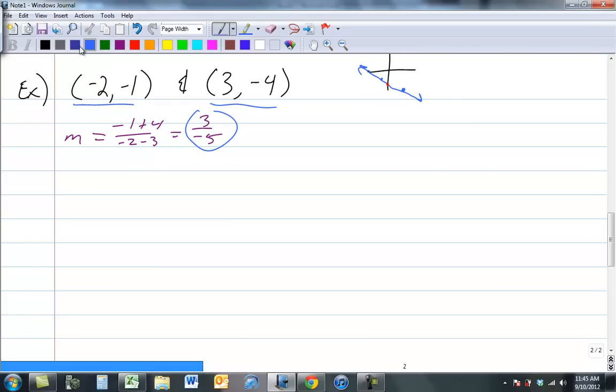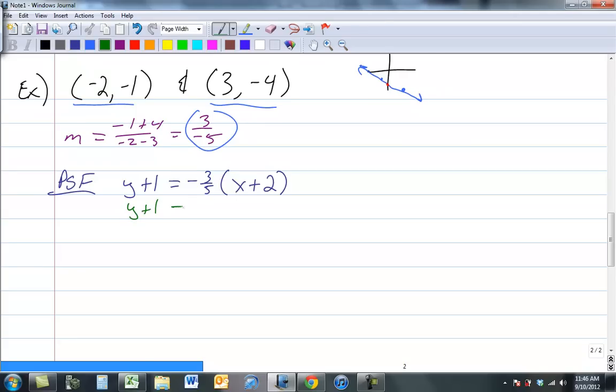But let's start off in point-slope form. Point-slope form, and I'm going to use the -2, -1. So that's going to be y minus -1, so that's plus 1, equals -3/5 times the quantity x minus -2, so that's plus 2. So, boom! Point-slope form done. Right? But I want all 3 forms. So, we're going to take this and put this in slope-intercept form.